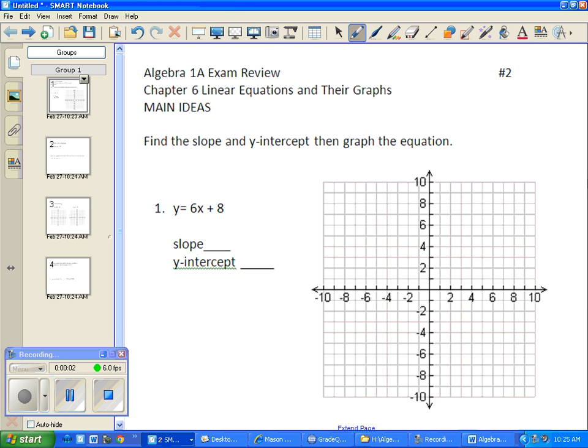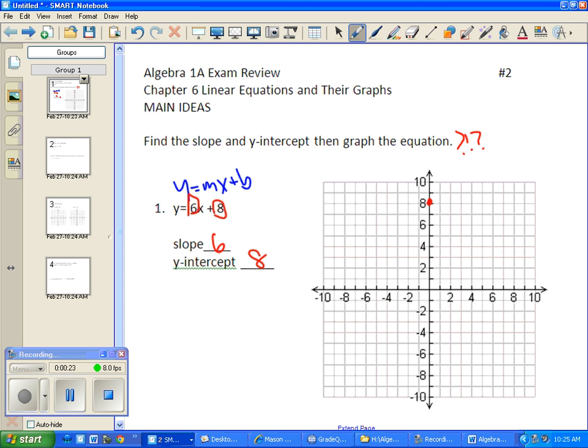Station number 2, Chapter 6, Linear Equations and Their Graphs. The first question asks simply for the slope and the y-intercept. Since this is in slope-intercept form, all I've got to do is look at 6 being the slope, mx plus b, so 6 is the slope, and 8 is your y-intercept.